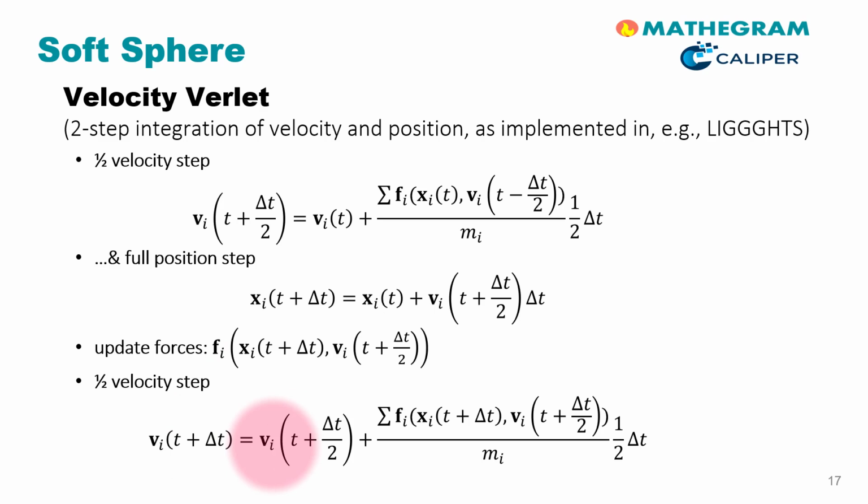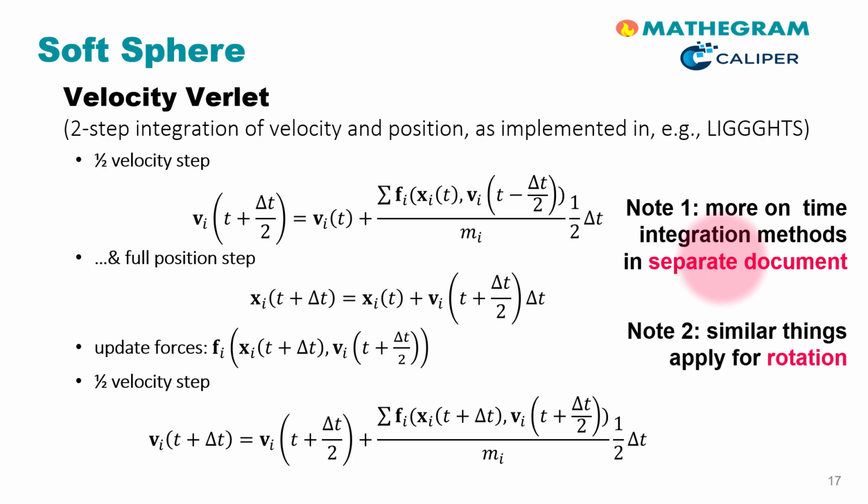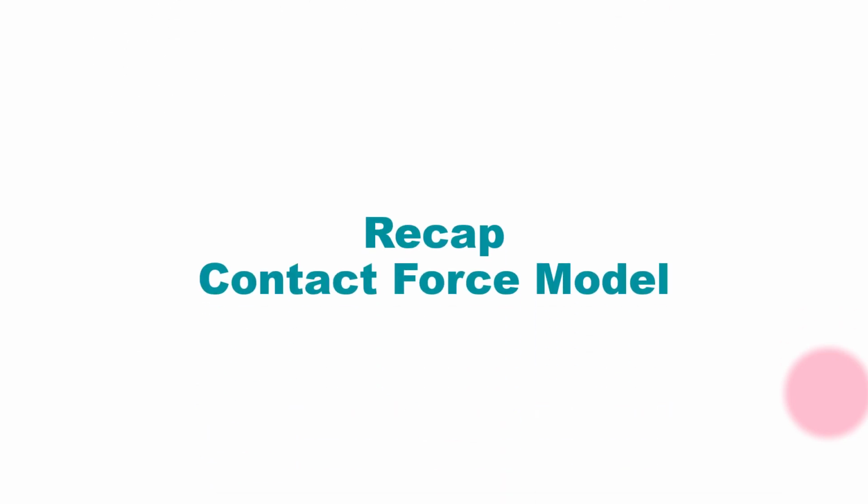As you can see, there is no big magic when solving Newton's equation of motion. There are two things, however, that I would like to note. First, for more details related to time integration methods, please see the separate document Time Integration DEM. Second, note that similar things as for the translational velocity also apply for the rotational direction. The rotational speed replaces the translational speed in this algorithm. However, the rotational position phi is not updated directly, but via so-called quaternions. More on this later. This is it already for the method's basics.